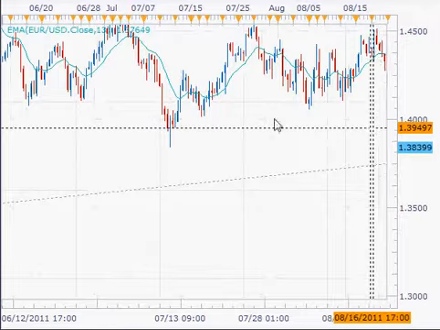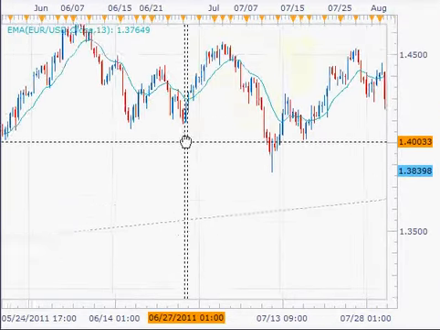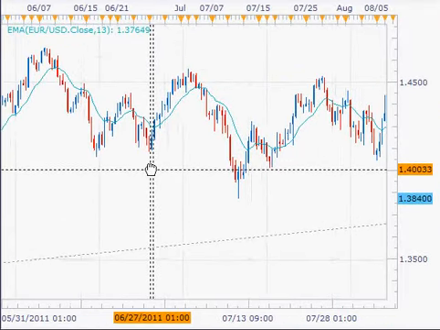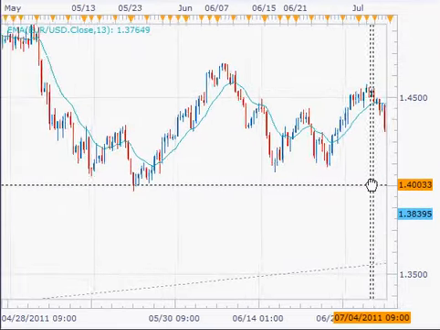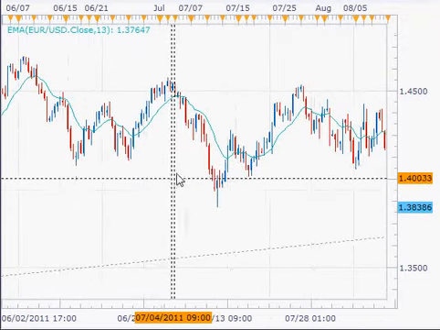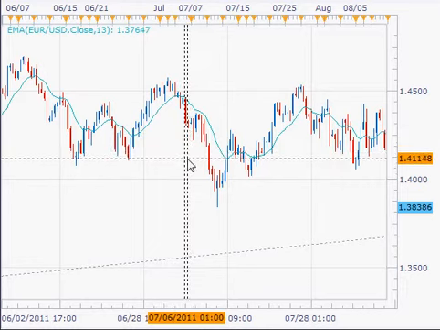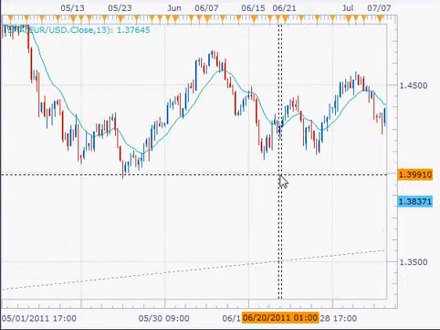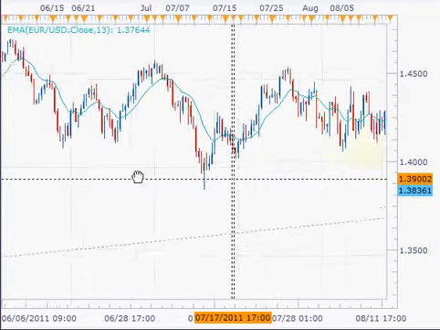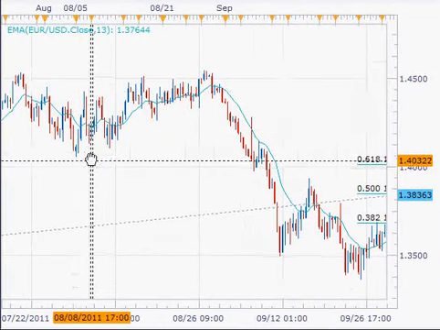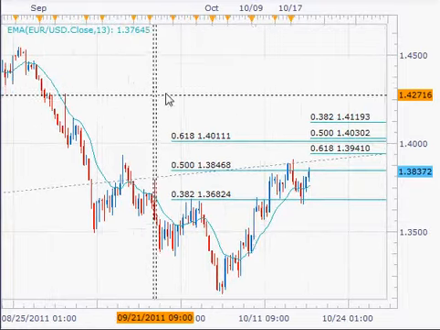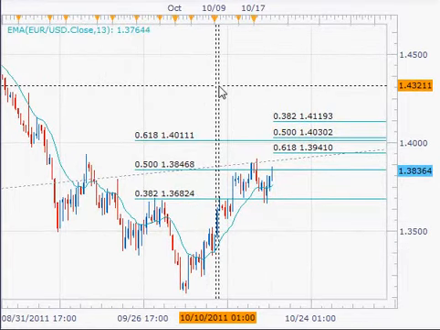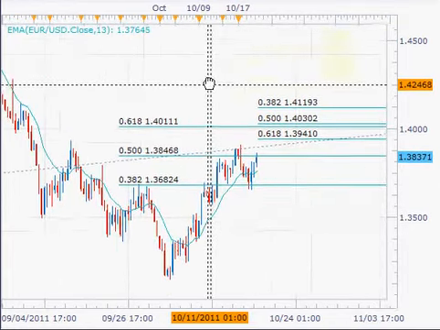And if we take a look back here, you can see that that is coming into heavy resistance from this previous corrective consolidative movement. So that remains a good target to watch for.